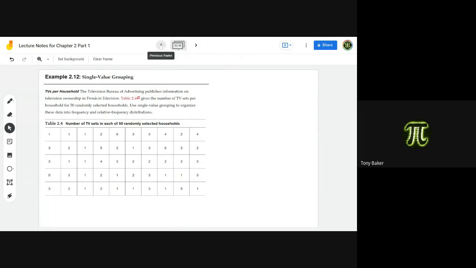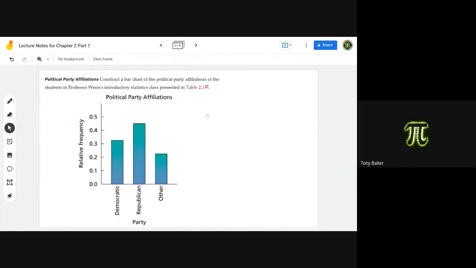All right. Any questions with what we were working with, the qualitative data? Those are really the only two types of graphs you can do with qualitative data, pie charts and bar charts. All the other graphs that we see need to be quantitative.